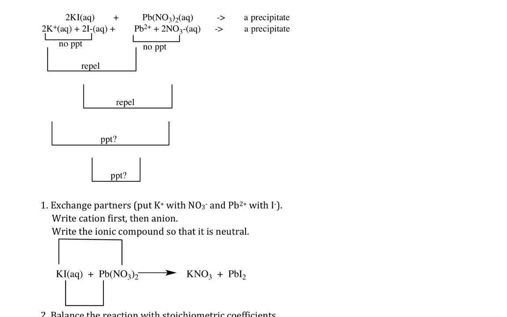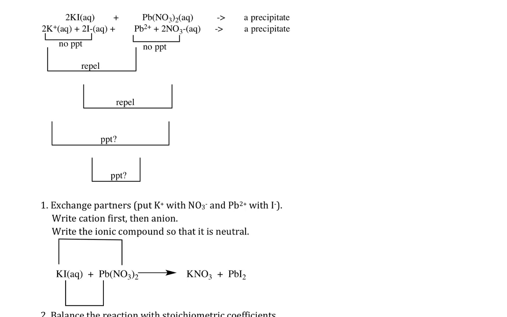Let's look at what could be causing it. Well, certainly those ions before mixing don't make a precipitate. Let's look at all other possible combinations. K plus won't like Pb2 plus. They repel each other because they both have plus charges. The I minus won't like the NO3 minus because they repel each other. What about the K plus and the NO3 minus? Maybe they make a precipitate. At least they've got opposite charges. What about Pb2 plus and I minus? Maybe they make a precipitate.